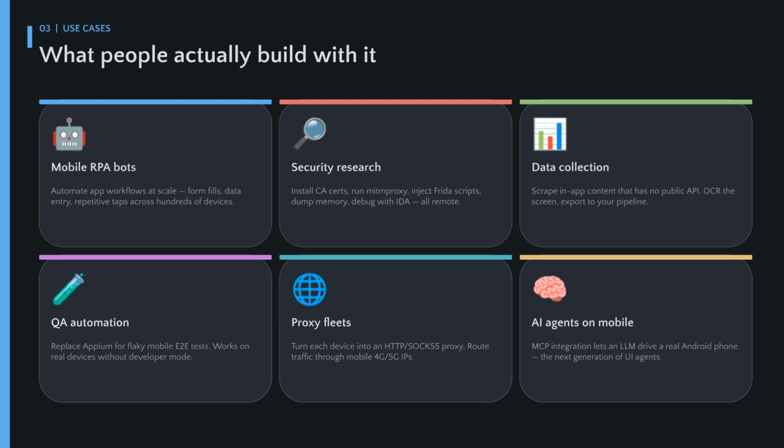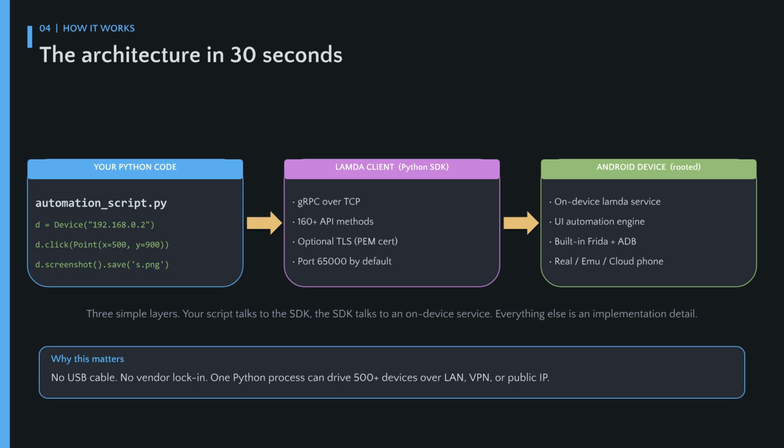People use Lambda for several things. They build mobile RPA bots to automate app workflows, perform security research using tools like Frida and mitmproxy, and collect data by scraping in-app content and using OCR. It is also used for QA automation, proxy fleets to route traffic through mobile IPs, and creating AI agents on mobile. The architecture is simple.